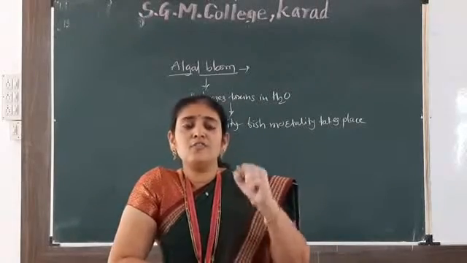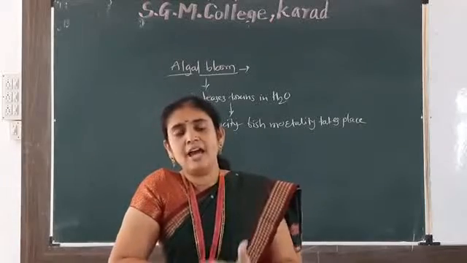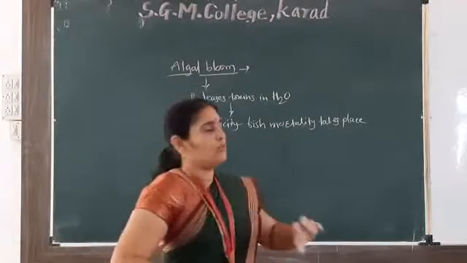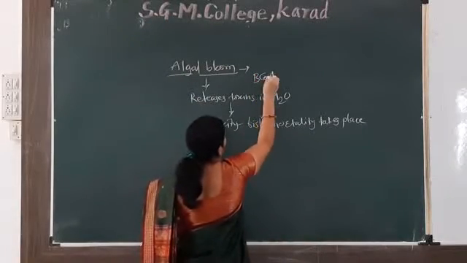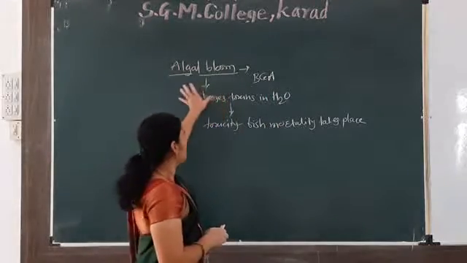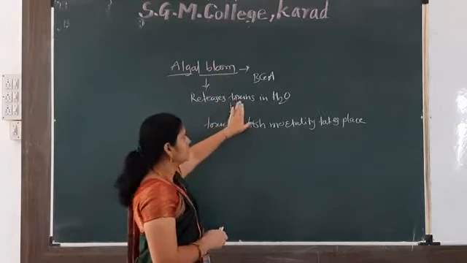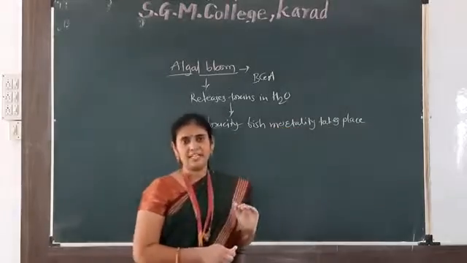So if the water is polluted and has a high amount of nutrients, the phytoplanktonic algae, that is blue-green algae, grow very fast in the water, and it is called an algal bloom. This algal bloom releases toxins in water, and it causes fish mortality.